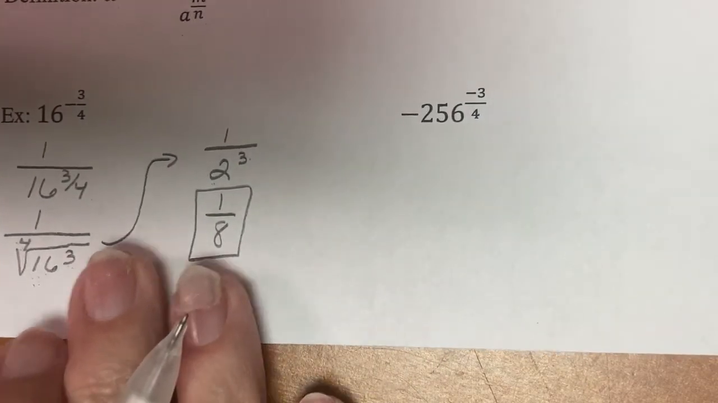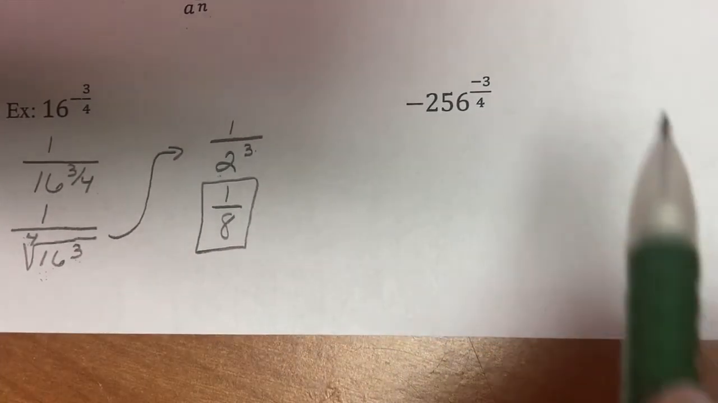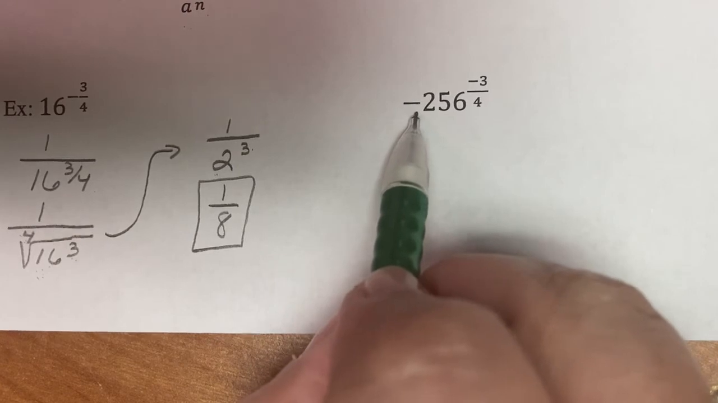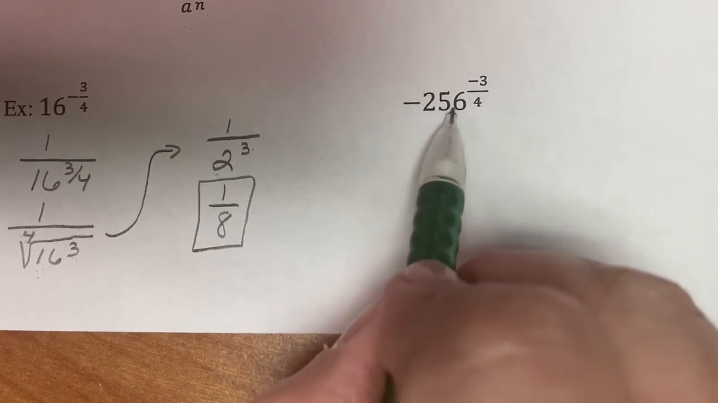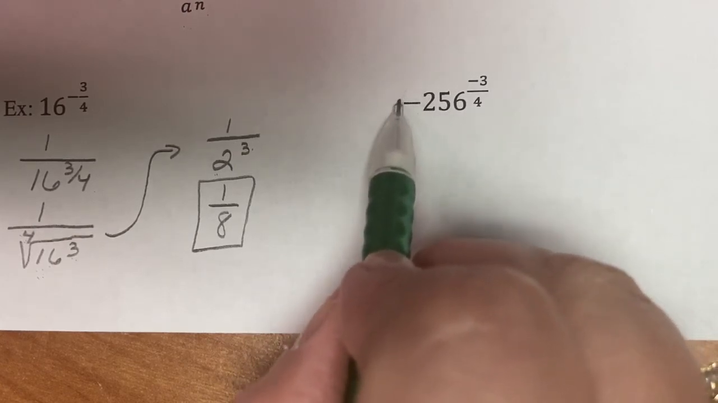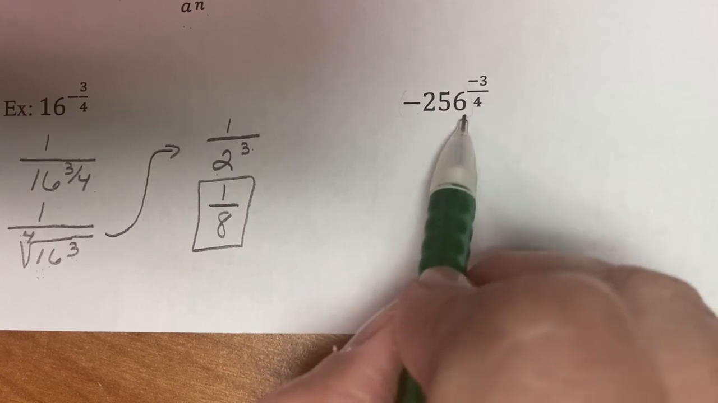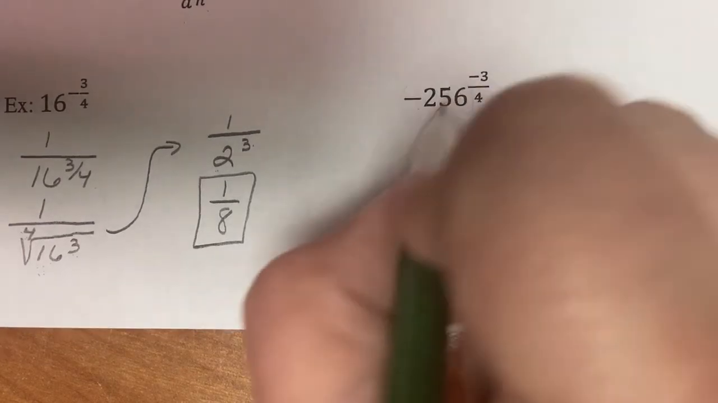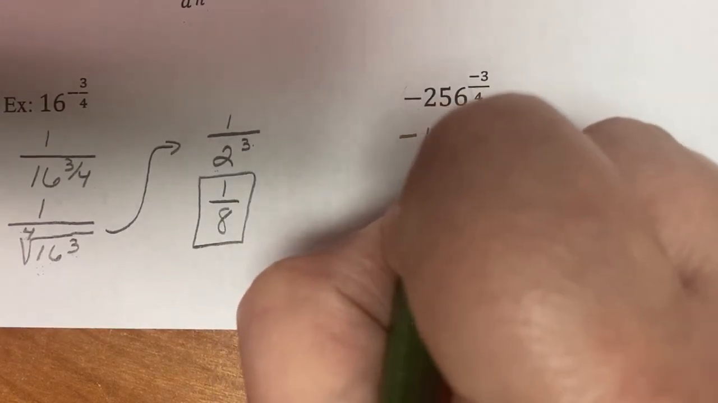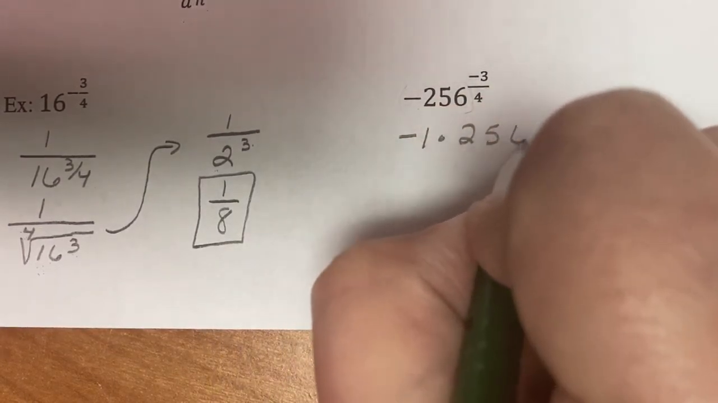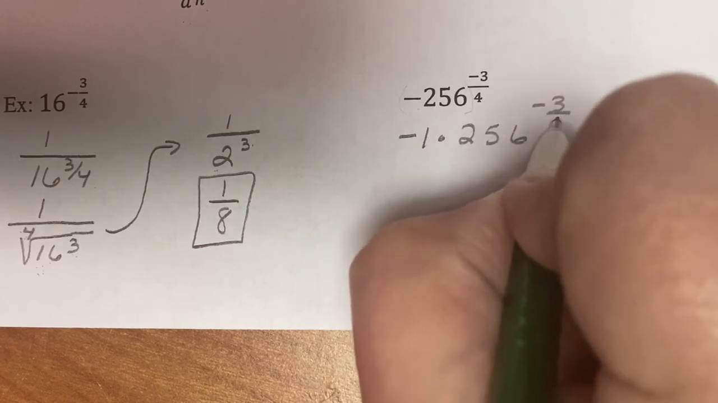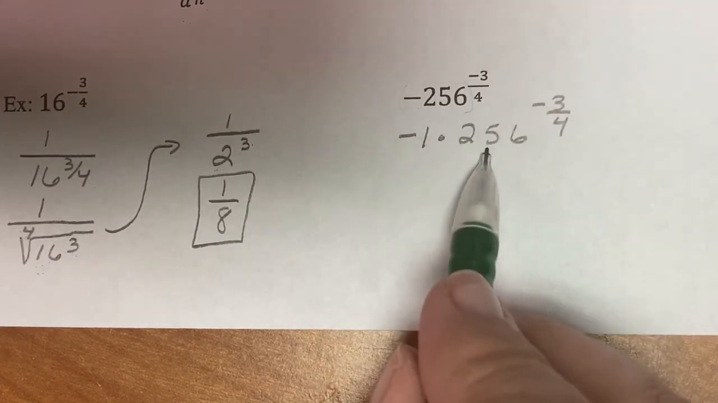Well, look at this one. So first of all, notice that the negative 256 is not in parentheses. It's not negative 256 to the negative 3/4 power. It is actually negative 1 times 256 to the negative 3/4 power. It's only the 256 that's being raised to the negative 3/4 power.